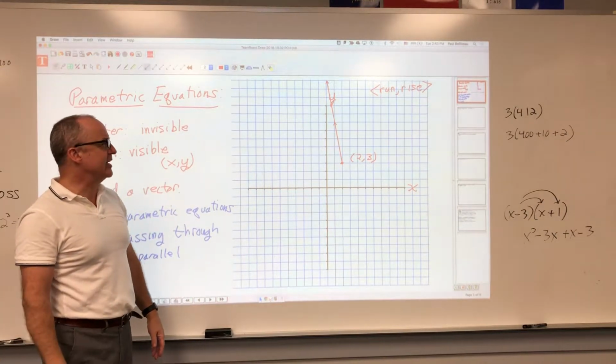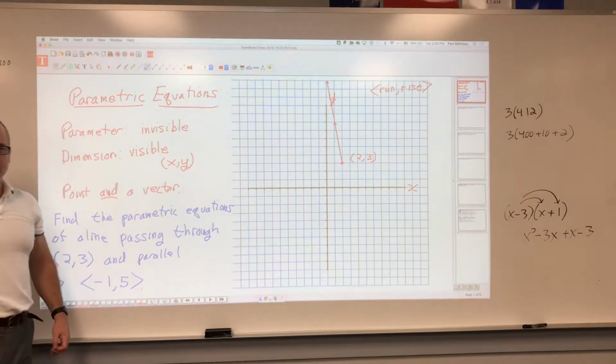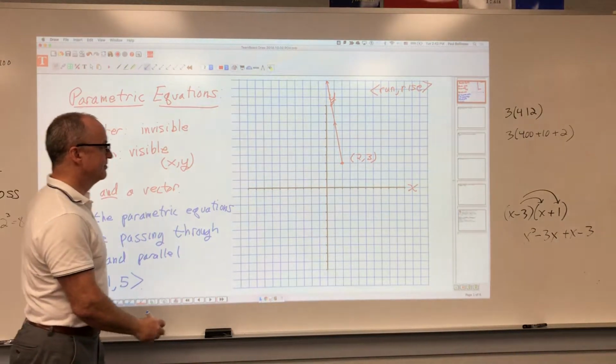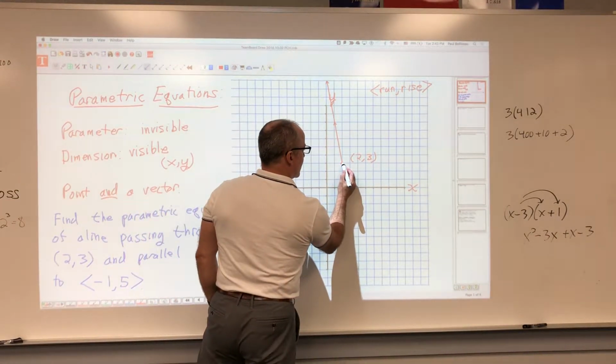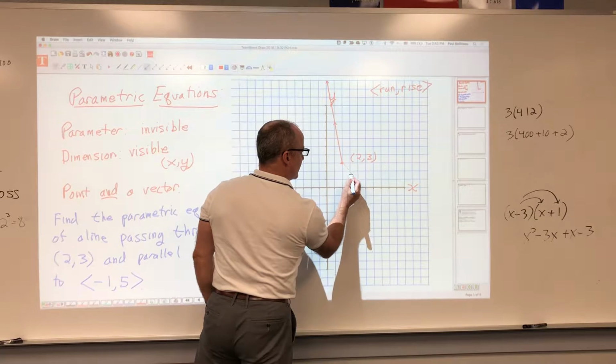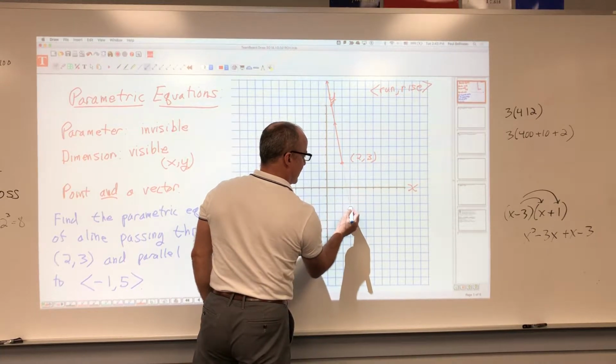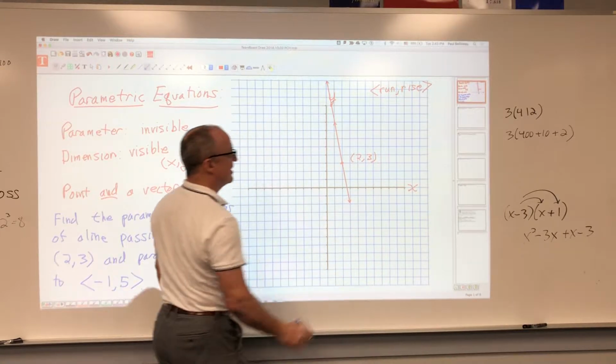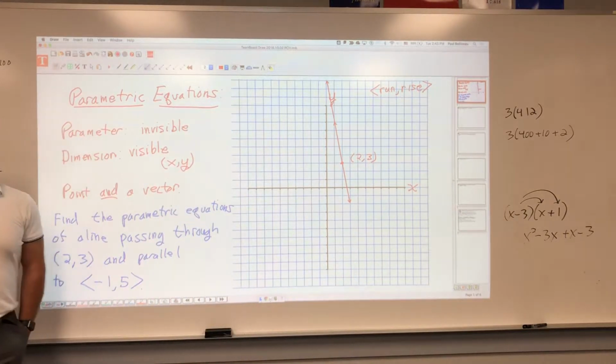What if I went the other way? What if I wanted to follow an opposite vector from that point? What would I do, Sarah? Go to the right 1, go down 5. Go to the right 1 and go down 1, 2, 3, 4, 5. That would look something like that, right? Yeah. Okay, so this is looking like a line.